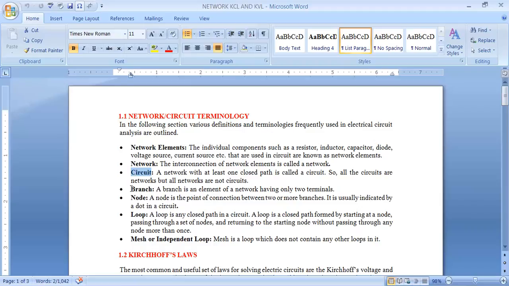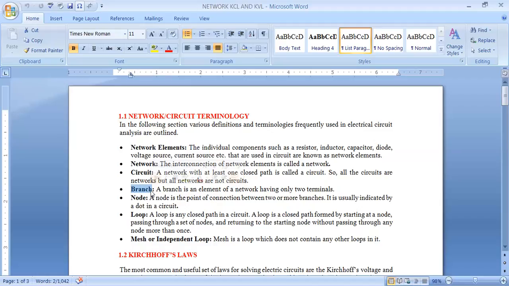Now come to the branch. What is meant by branch? A branch is an element of a network having only two terminals. Simply we can say that which lies between two junction points makes one branch.